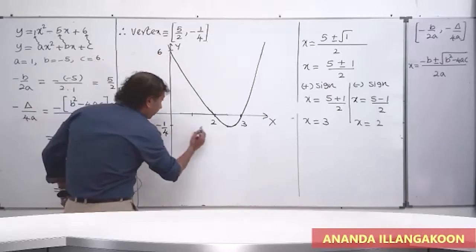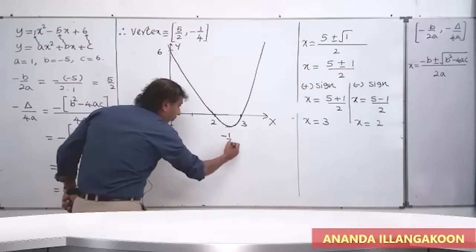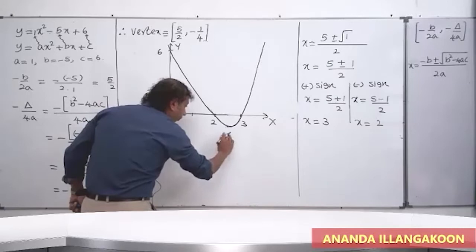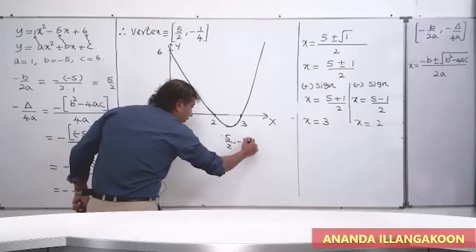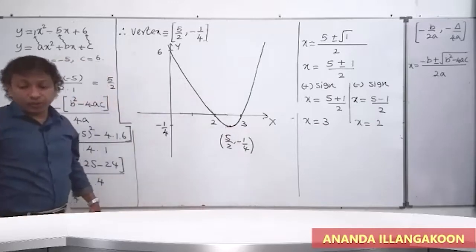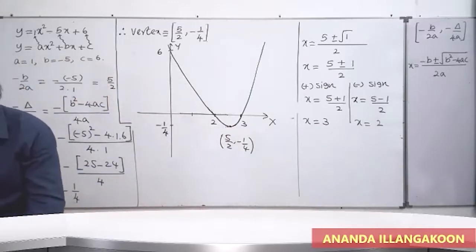This is the point. So this is -1 by 4, the y coordinate, no? The x coordinate is 5 by 2. Okay, this is how we use that data to get this graph, right?